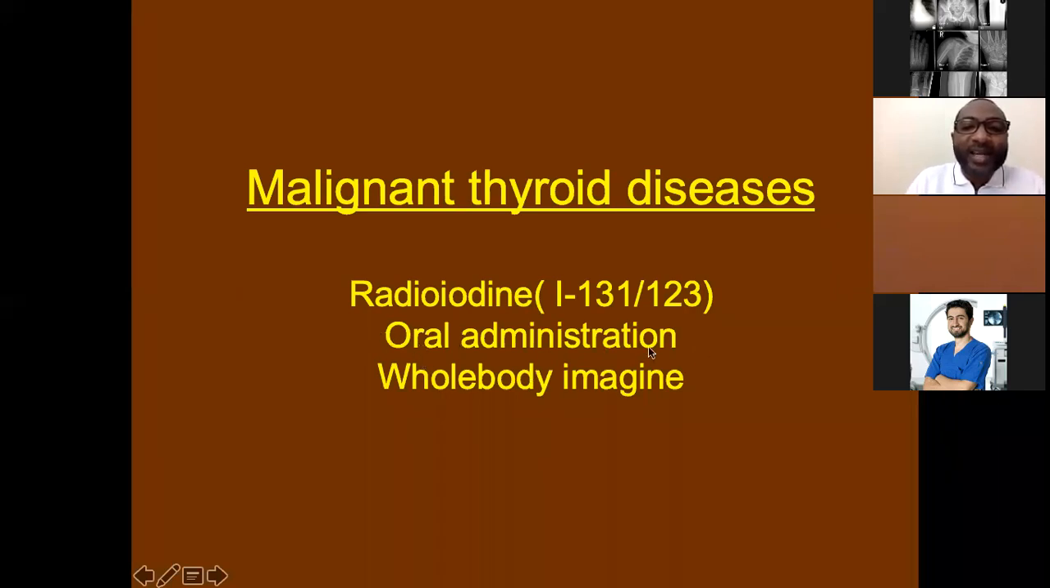Iodine, like I said earlier on, is given orally, and then we image the patient whole body. So anytime we are imaging thyroid disease when it comes to malignancy, remember that what we use is iodine, either 123 or 131, and we give it orally, and we do whole body because we want to assess the whole body for evidence of distant metastasis.